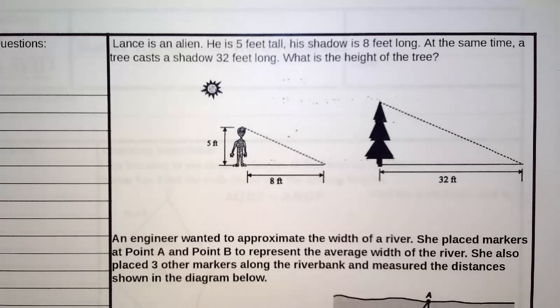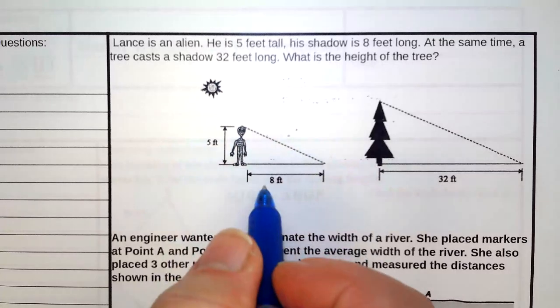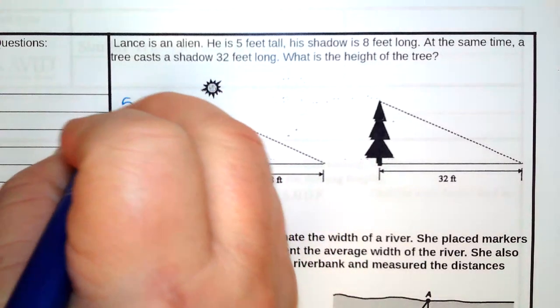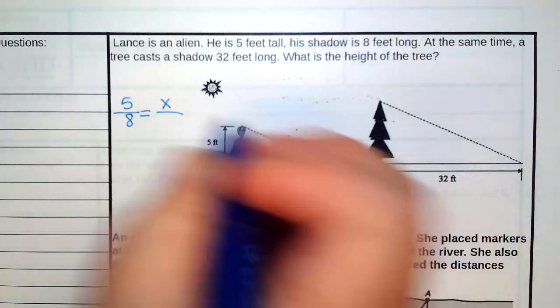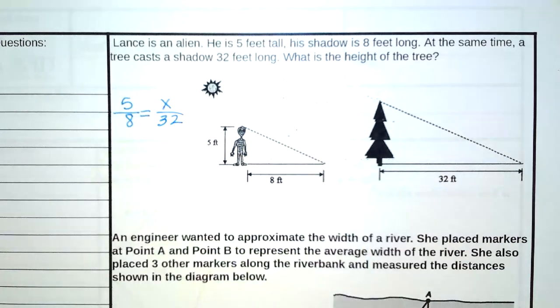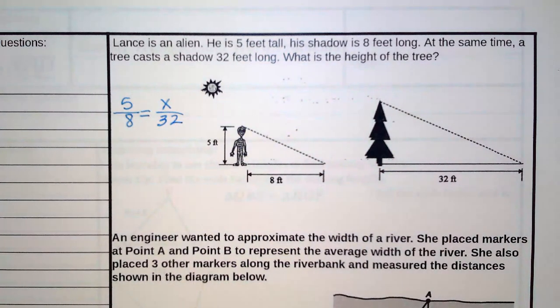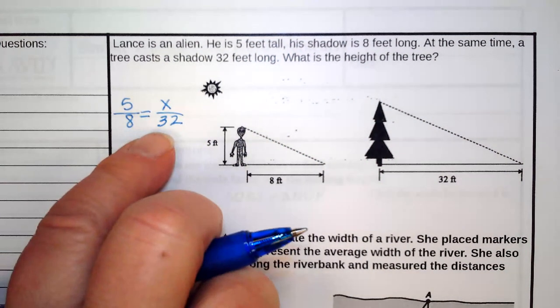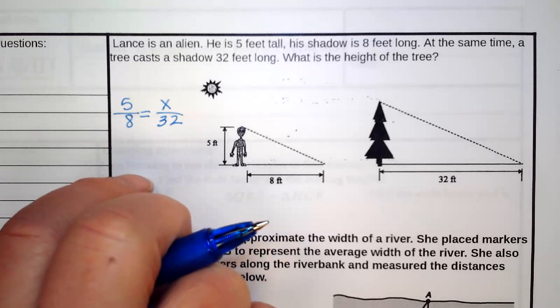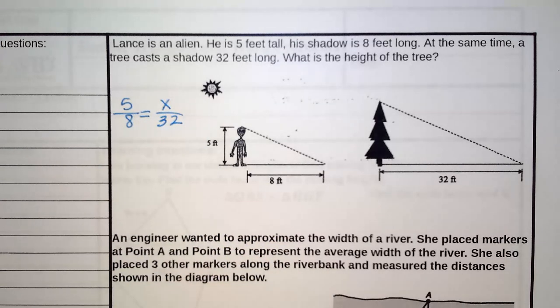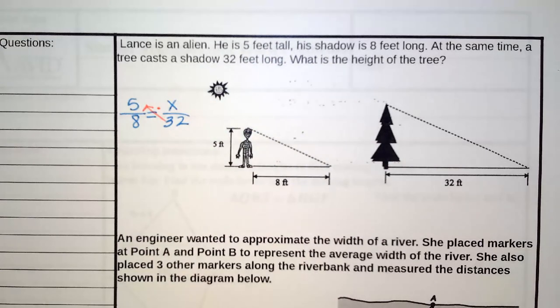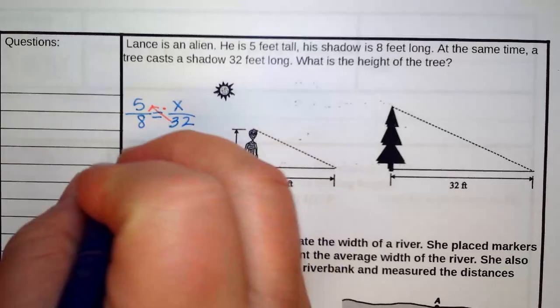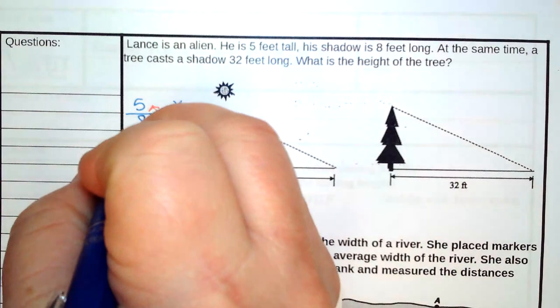Well, I hope you tried to set this one up on your own. If I go side to side, 5 over 8 is equal to x over 32. Now, for those of you that are really good with your multiplication tables, you might look and say, oh, 8 times 4 is 32, 5 times 4 is 20. If you don't see it, that's fine. You do the math. 32 times 5 divided by 8. And x is equal to 20.